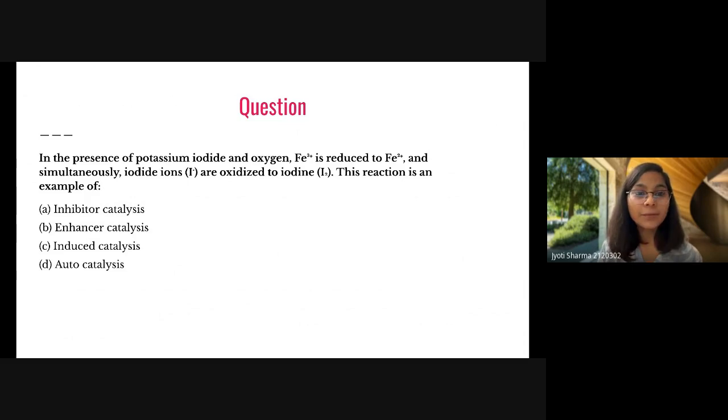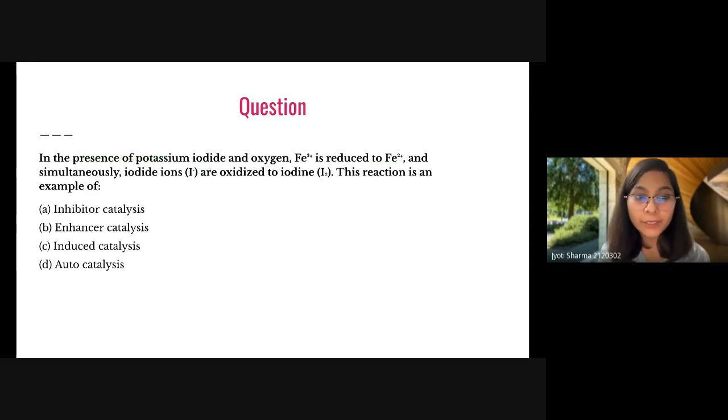Okay, next coming to the question. In the process of potassium iodide and oxygen, Fe3+ is reduced to Fe2+, and simultaneously iodide ions are oxidized to iodine, that is I2. This reaction is an example of what? Inhibitor catalysis, enhancer catalysis, induced catalysis, and autocatalysis. What do you think? What should be the right answer for this?